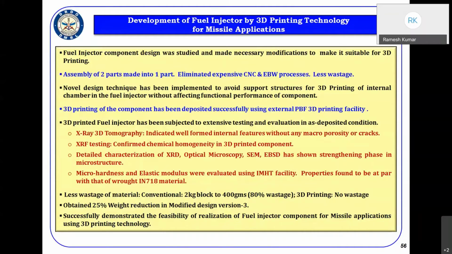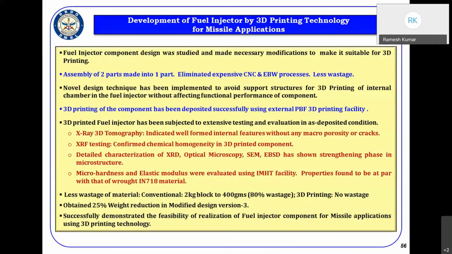The conventional component was earlier manufactured from a block of 2 kg to have a component of 400 grams, which was resulting in 80% of wastage.